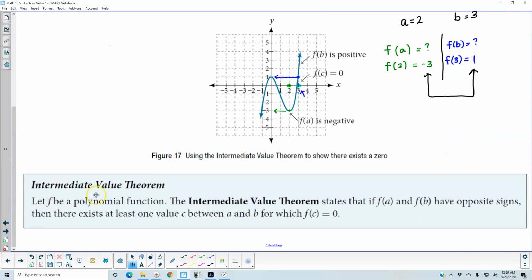So the definition states for the intermediate value theorem, you let f be a polynomial function. The intermediate value theorem states that if f of a and f of b have opposite signs, then there exists at least one value c between a and b for which f of c is equal to 0.